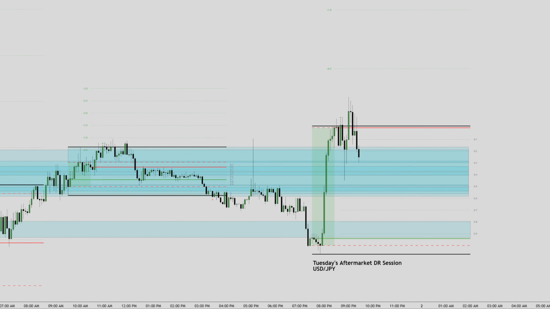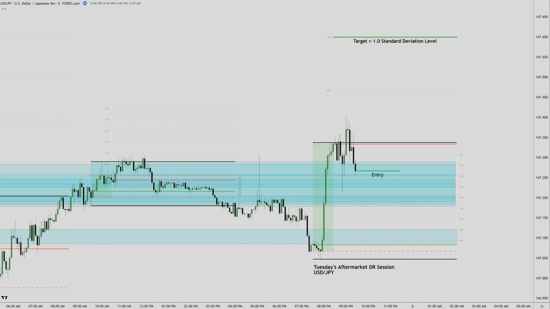Where would you place your stop if entering here and targeting the 1 standard deviation, for example? I'll give you a little hint. The aftermarket session mid-level should be covered at least. But what else is pretty obvious? It's the previous DR session level area since its highs and lows are very sensitive. Ideally below that area. The trade, depending on your entry, would look anywhere like this.